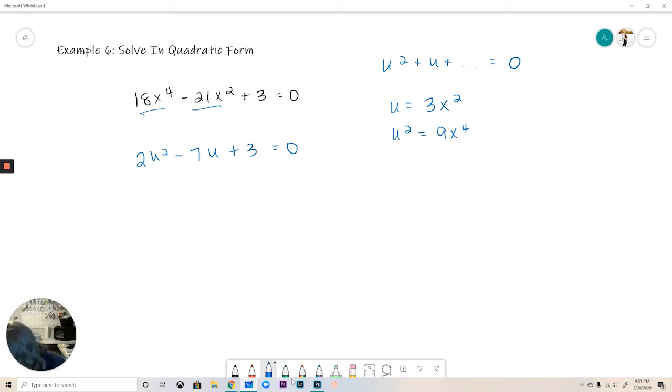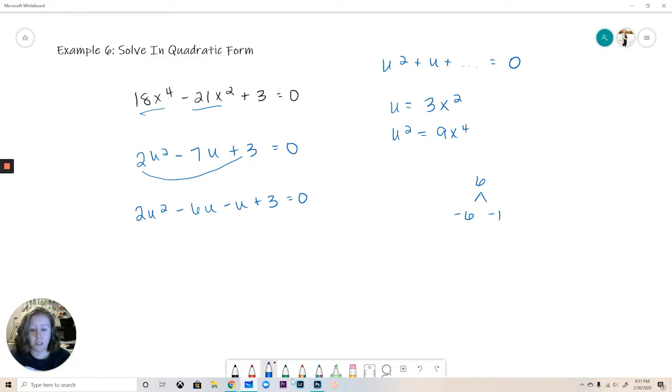From here, I am going to keep it as u's because this looks like something we have factored before. We were able to take our first and our last, get this magic number, right? So our magic number is 6. We want factors of 6 that add up to -7, which -6 and -1 does. So if you have 2u squared minus 6u minus u plus 3, this is a recall moment, factor by grouping at this point.